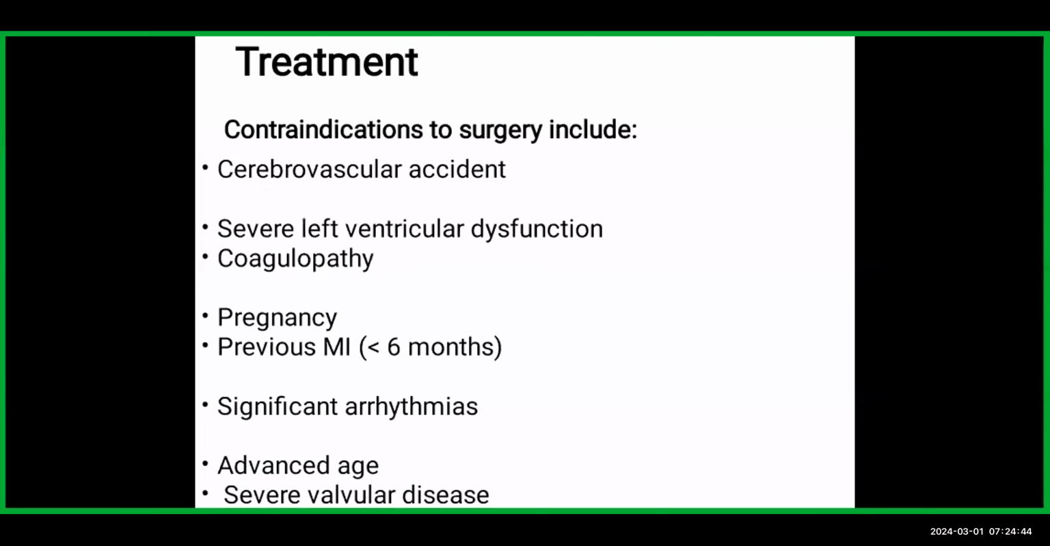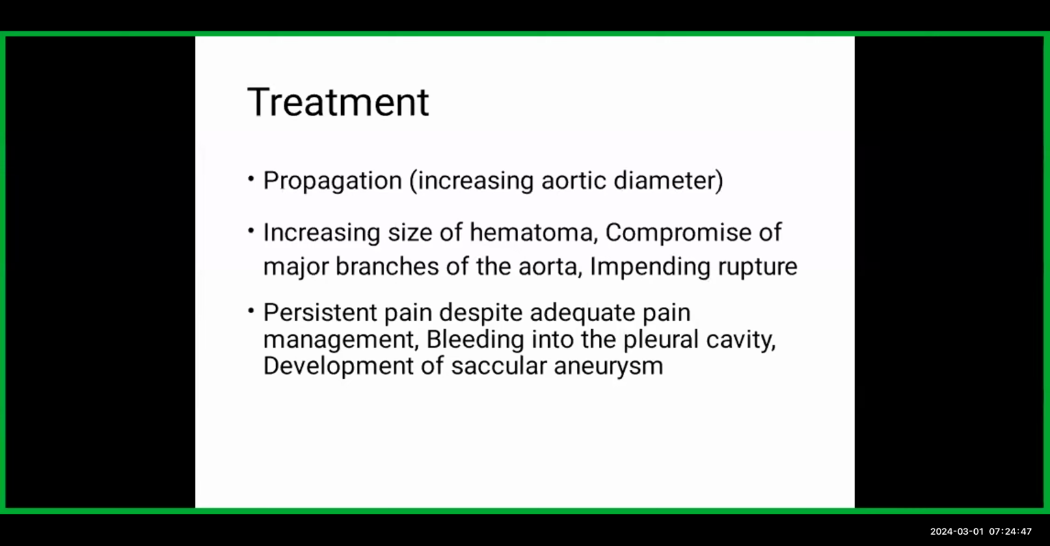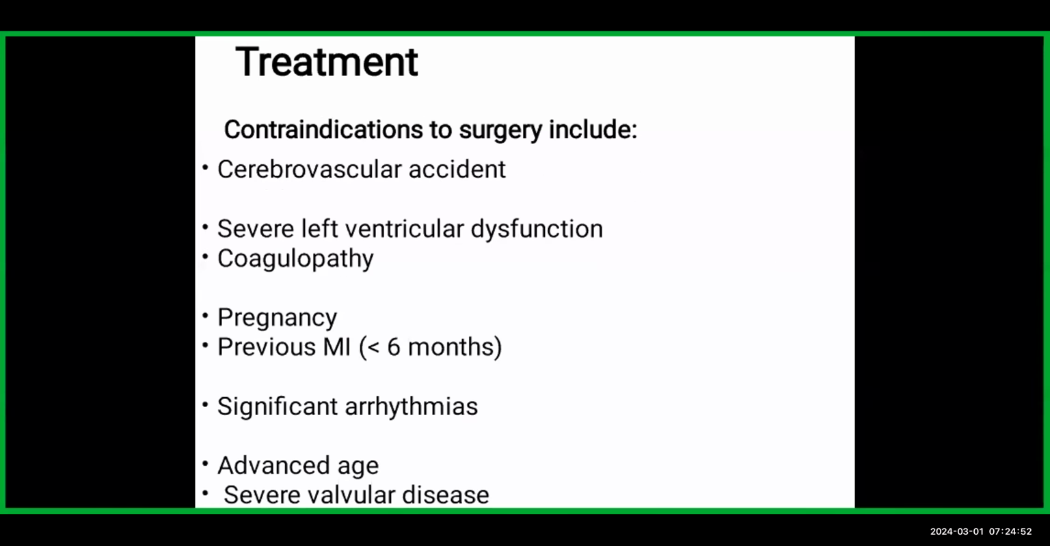Patients having persistent pain despite being given morphine and adequate analgesia. So possible contraindications: if the patient is having a CVA, a sudden neurological deficit, a stroke, or the patient is pregnant, or there's a history of myocardial infarction less than 6 months ago, or the patient is elderly and we realize that the risk outweighs the benefits, along with other comorbidities, this patient may not benefit from having surgery. Arrhythmias are also said to be a contraindication to surgery.